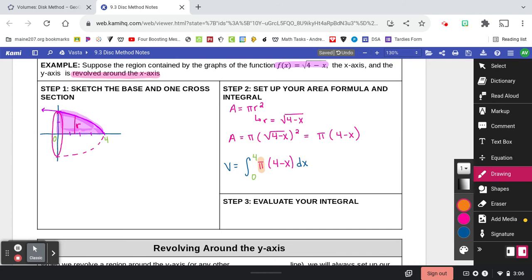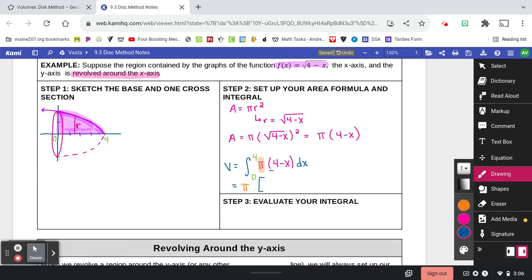The reason is because I know that I'm not going to be able to multiply by pi. I don't know how to do that in my head, and I don't have a calculator here. So what I'm going to essentially do is just save the pi for the end, put the pi on the outside, and evaluate the rest of the integral.